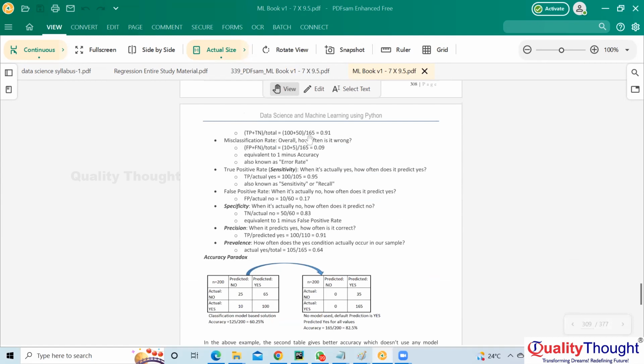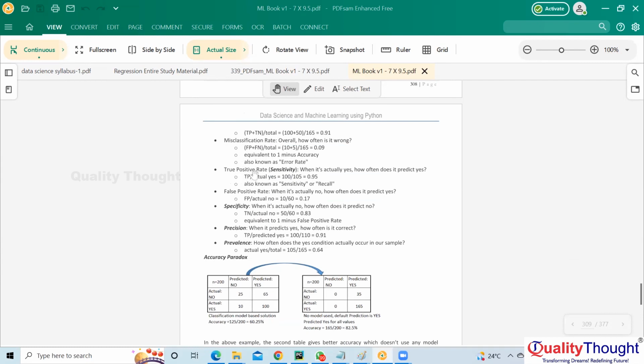Misclassification is FN plus FP, the opposite of TP. Okay, 1 minus accuracy, or FP plus FN by total. It is also called the misclassification rate or error rate. The opposite of accuracy is error, isn't it?